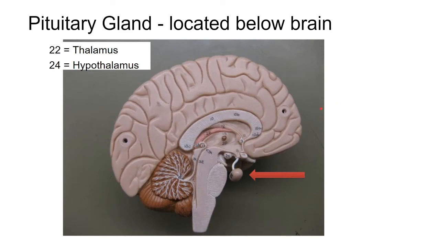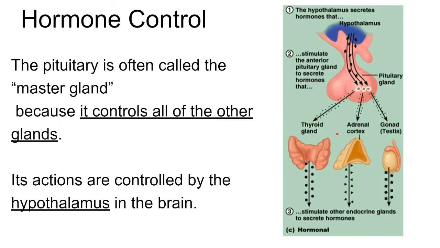So the pituitary gland is located right here below the brain. So, hormone control. The pituitary gland is often called your master gland. It controls all the other glands, so it's the boss. Its actions are controlled by the hypothalamus in the brain that we talked about when we talked about the nervous system. So it is the master gland of the endocrine system, so it tells all the other ones what to do.